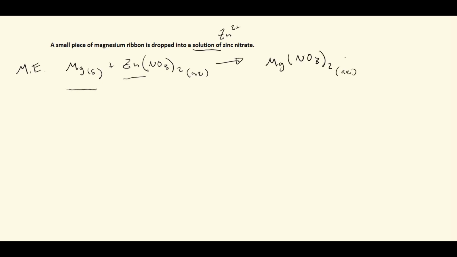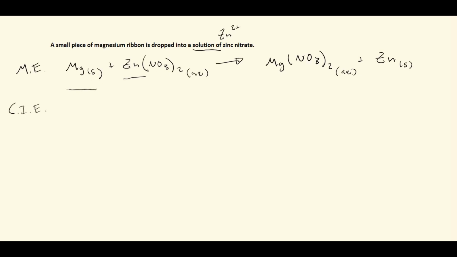It's going to be aqueous because it's a nitrate. We know those are always going to be aqueous. And then we have zinc that got kicked out, and that zinc is going to be solid. It's going to be just plain elemental zinc. So then we quickly make sure that this is balanced, and it is. So now we can go ahead and start thinking about writing the complete ionic equation.